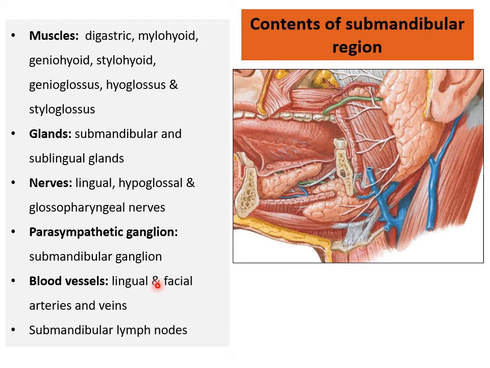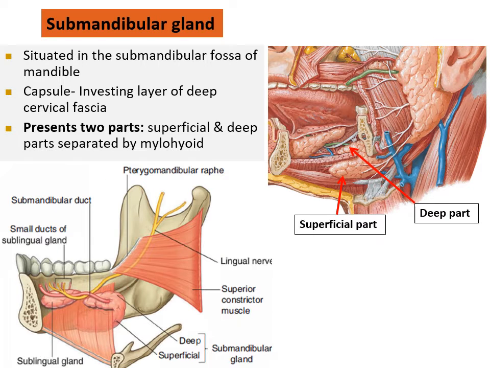These lymph nodes are located in the superficial fascia and also close to the deep fascia in the submandibular region. And the name of the lymph nodes is submandibular lymph nodes. So we will see these contents one by one in the coming slides. We will discuss first the submandibular gland in relation to its position, capsule, parts and also relations.